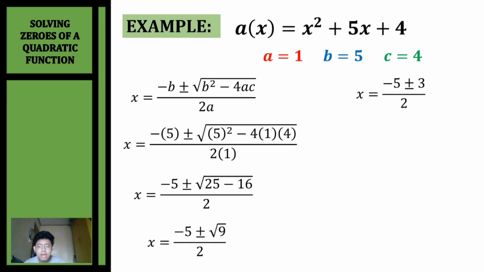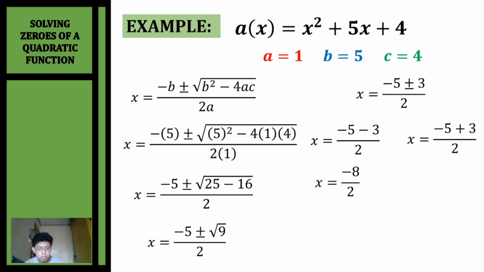Now, we can combine like terms, but take note we have two operations, plus and minus, because we get the positive and negative roots of our radical. So, we will have two possible answers. We have x is equal to negative 5 minus 3 all over 2, and x is equal to negative 5 plus 3 all over 2. Simplifying the one on the left, we will have x is equal to negative 8 over 2, and negative 8 over 2 is equal to negative 4. And now the other one, negative 5 plus 3 all over 2 is equal to negative 2 over 2. Simplifying that, we will have x is equal to negative 1. Now the zeros of our quadratic function are negative 4 and negative 1.